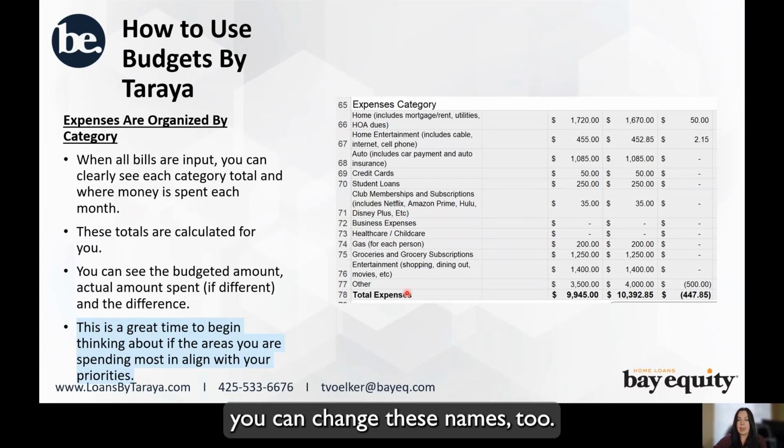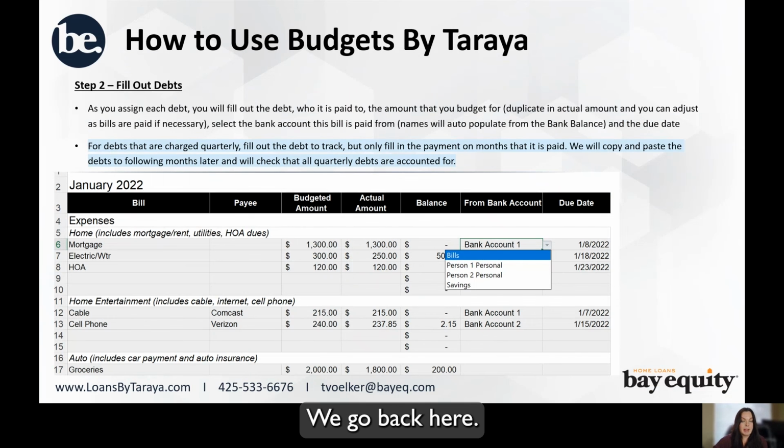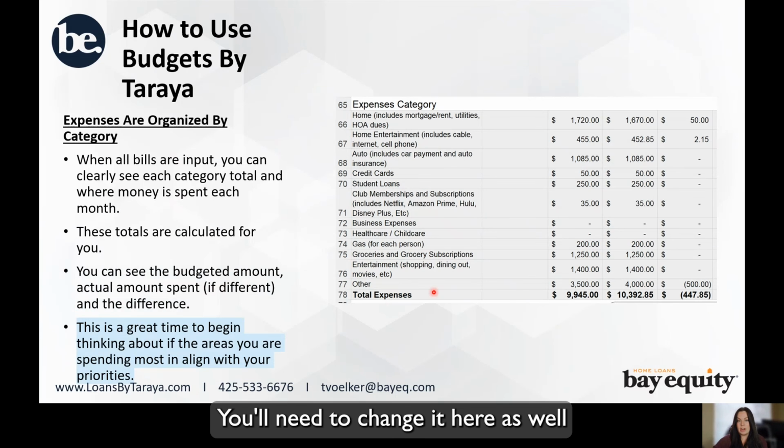Another thing to note, you can change these names too. You'll have to do it manually in both areas. We go back here. You'll have to do it manually where the expenses are listed detailed out. You'll need to change it here as well so that they match and you know what you're looking at.